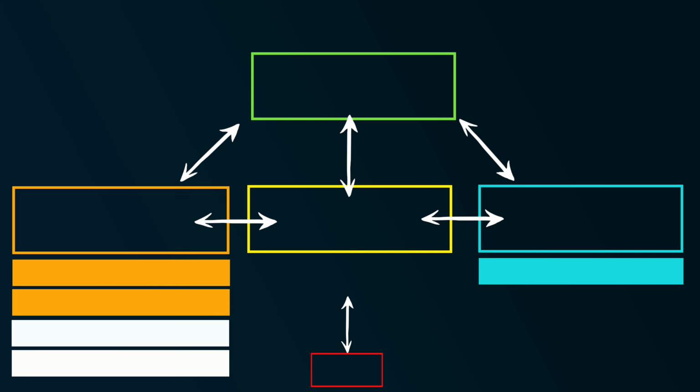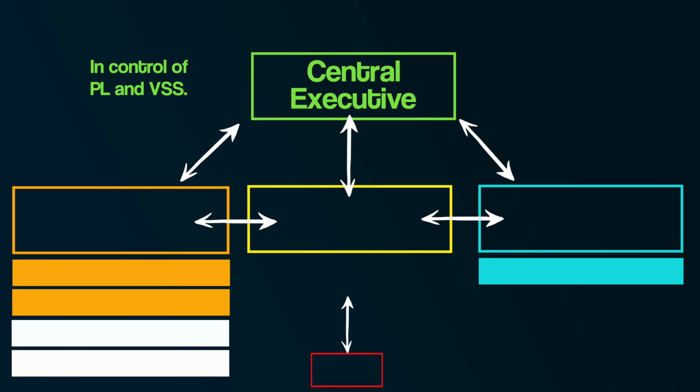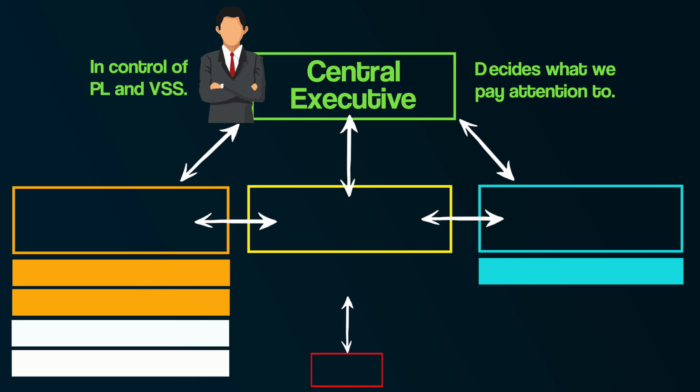Unlike the multi-store model's idea of short-term memory as a passive store, the working memory model sees it as an active multi-component system. There are 4 key components in the working memory model. First up, the central executive. Think of this as the control center of the working memory system. It's the boss of the system. It directs information to the other components and allocates attention to tasks.